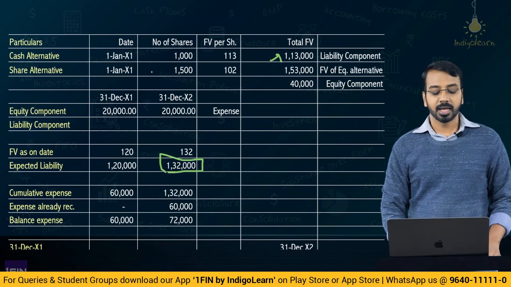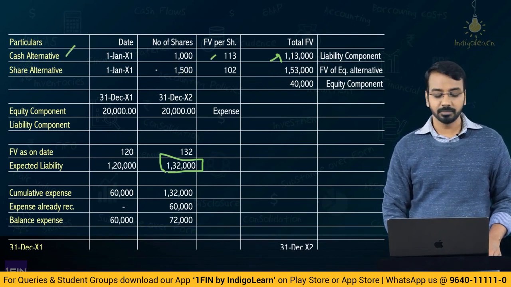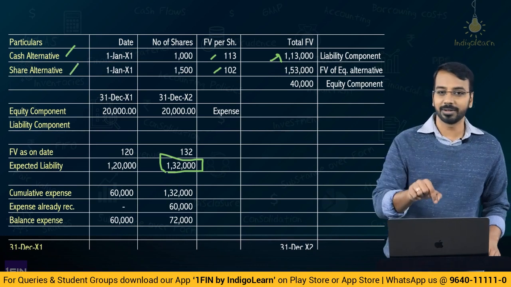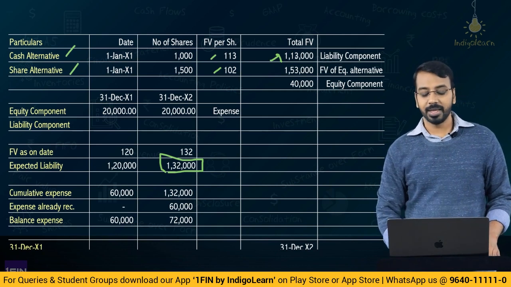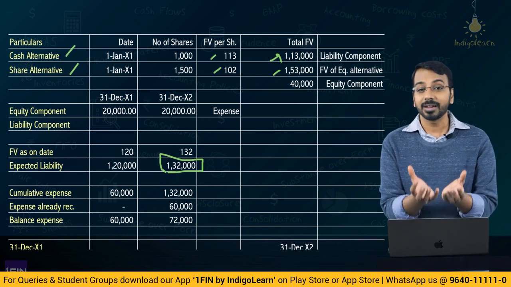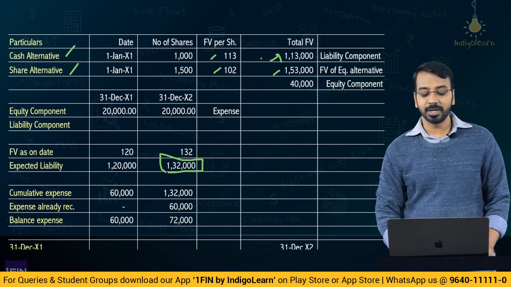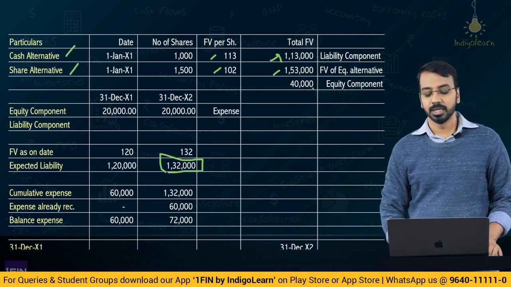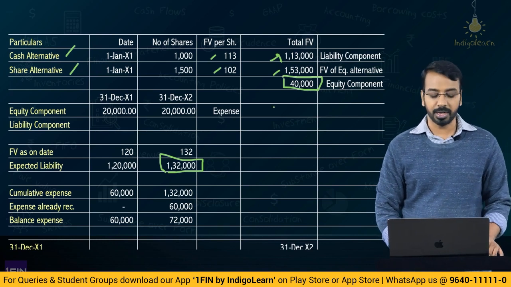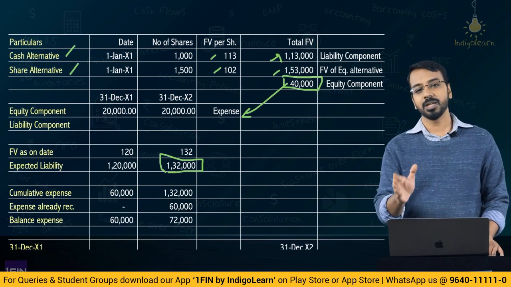So to quickly summarize, as at the date of grant, the cash alternative had a value of 113 and the share alternative had a value of 102. And why was the share alternative lesser? Because there is a lock-in involved. And based on that, the fair value of the equity alternative, that is the total fair value of the equity option, was 1,53,000 and the liability component had a value of 1,13,000. The difference between these two, that is this 40,000, is considered to be equity component. This 40,000 is expensed over 2 years period, 20,000, 20,000.